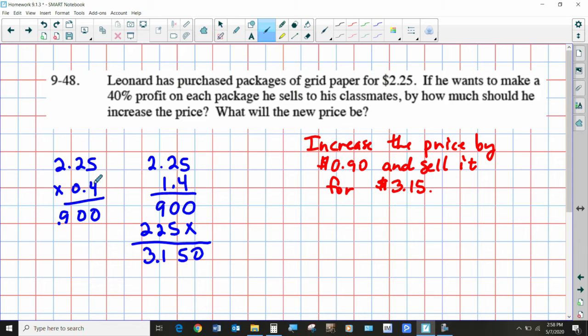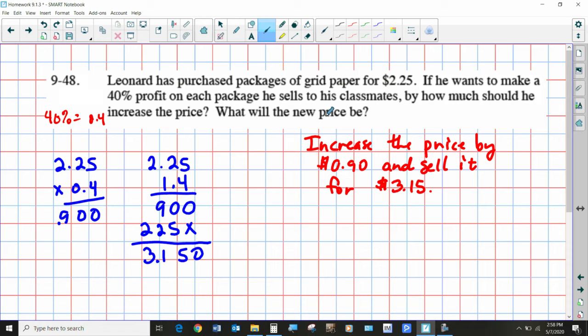Well, you could use this as your multiplier. 40% is the same as 40 hundredths, which is 4/10, which is the decimal number 0.4. So if you multiply $2.25 times 4/10, you get 90 cents. So that would be the amount that you would increase it by.